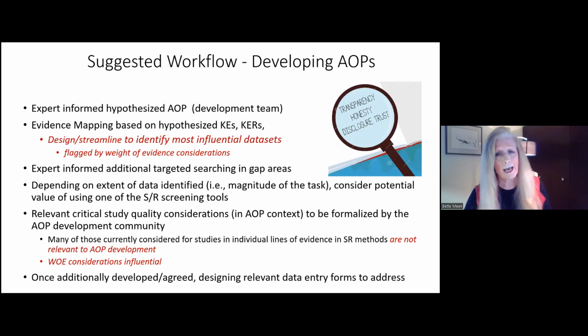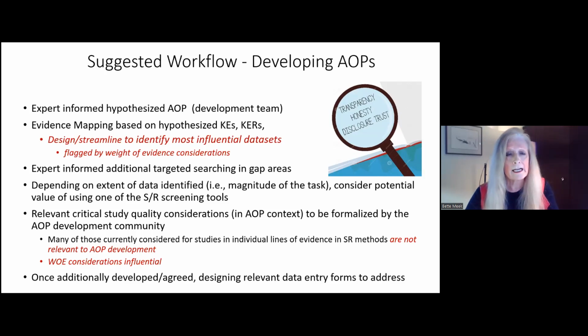And I think the part that we haven't really addressed yet is the relevant critical study quality considerations in an adverse outcome pathway context, to be more formalized by the AOP development community. So the AOP development teams, certainly these are their areas of expertise, and they consider the quality of the studies in AOP development, but we'd like to formalize that to a greater extent. Because many of those currently considered for studies in individual lines of evidence in systematic review methods, for example stressor-specific assessment, are not so relevant to adverse outcome pathway development.